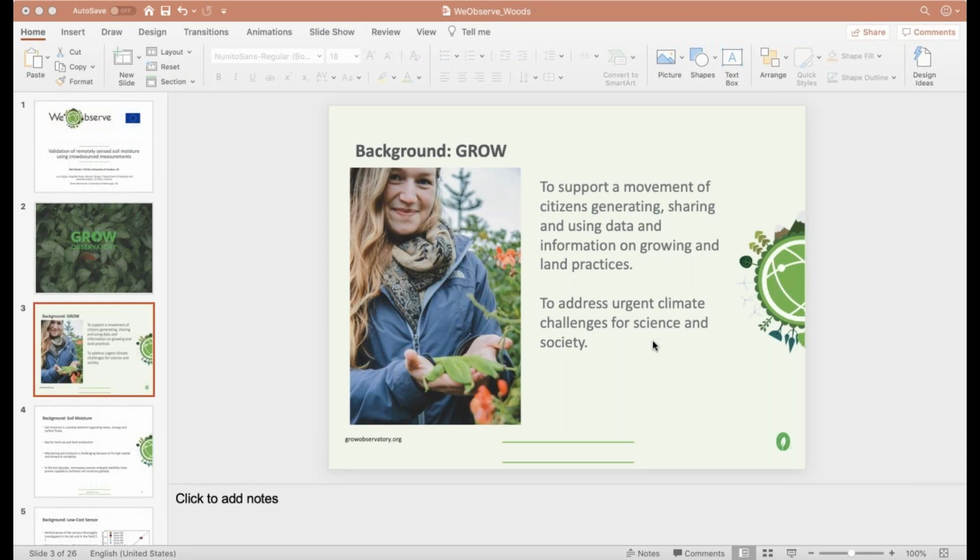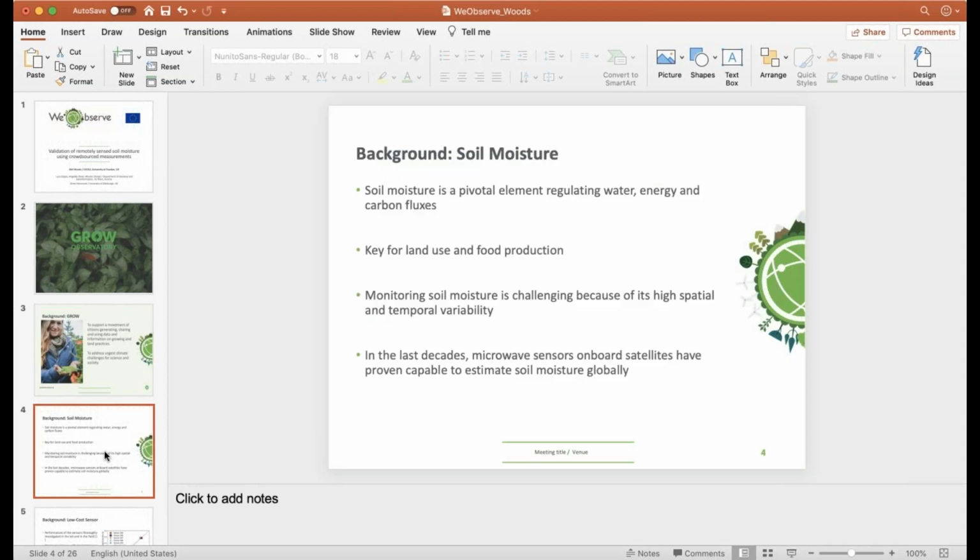areas where flooding and other different and related soil moisture related practices are important in order to create food sustainability and to manage the land in the way that they want to.